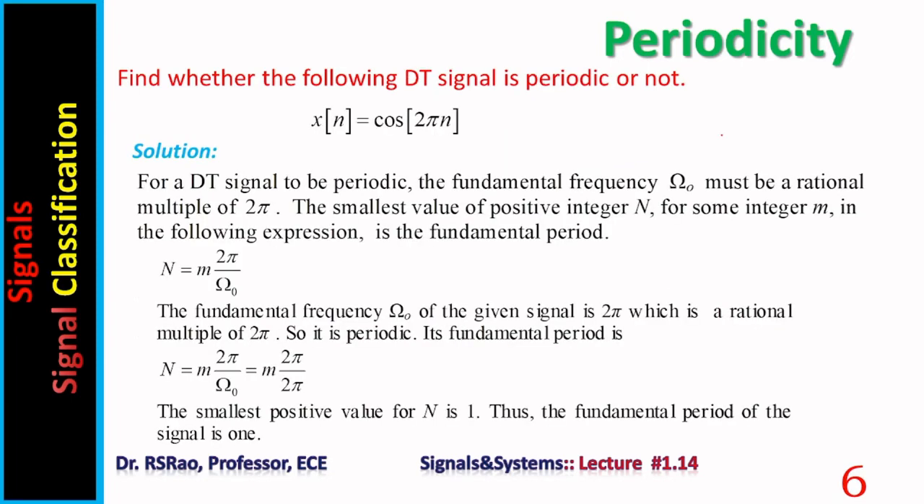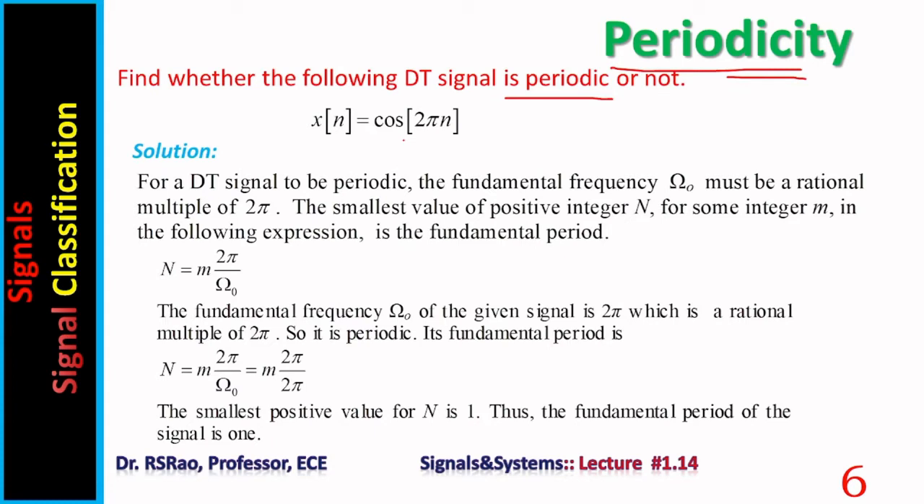So far, we considered continuous time signals. Now, we move to the discrete time domain. Here, we consider a DT signal. Again, the problem is based on the periodic nature of the signals. The problem is, find whether the following DT signal is periodic or not. Given signal is x of n is equal to cos 2 pi n.